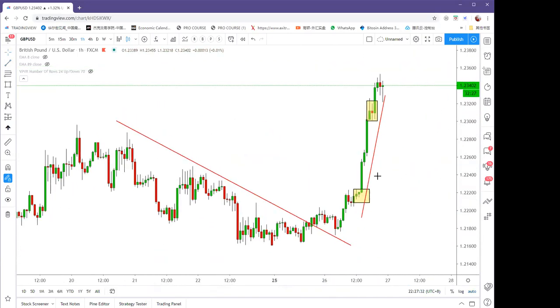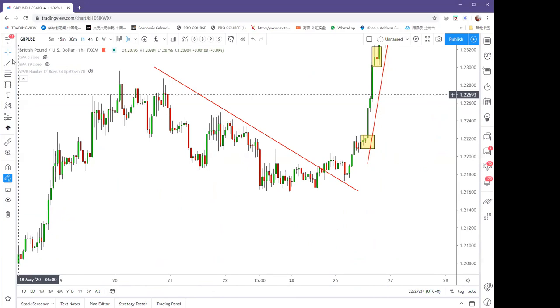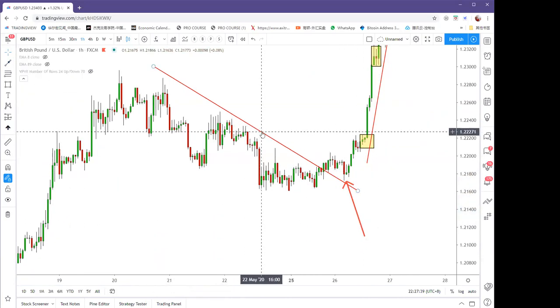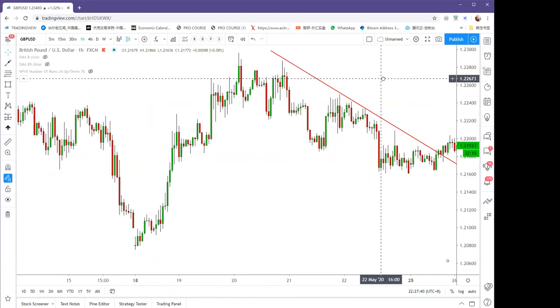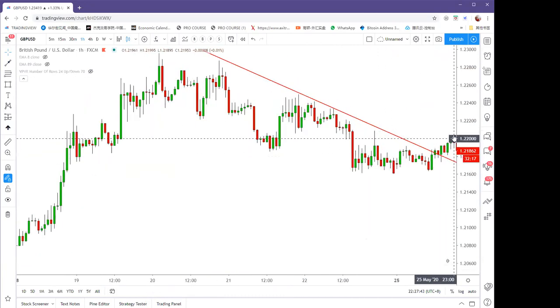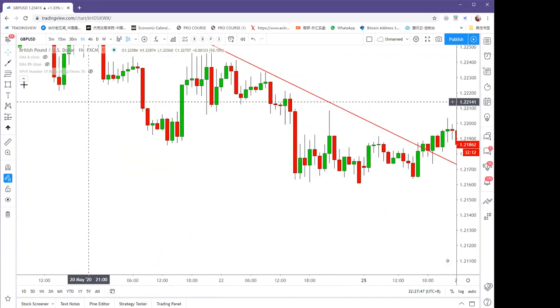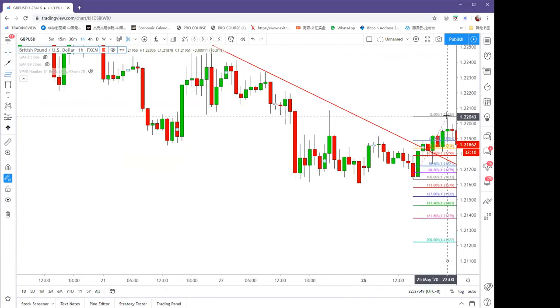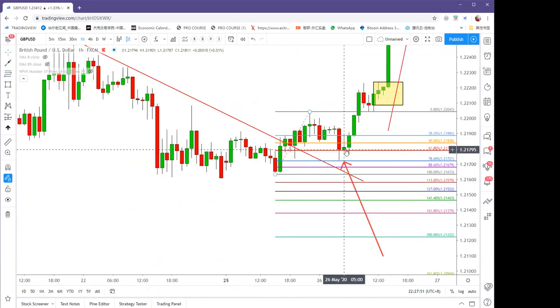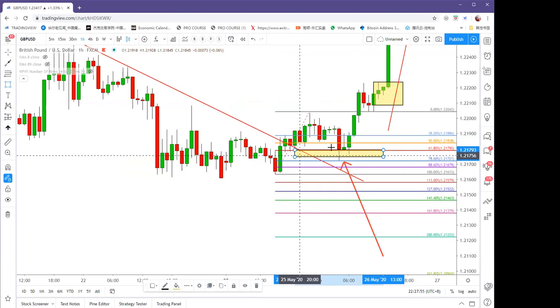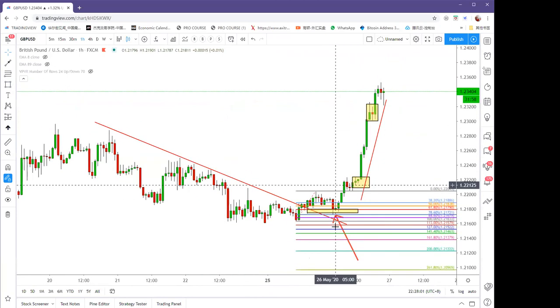So the best entry point should be here. Why? Because when this candle shows, it tells me the trend line is broken. You can always use the break of the trend line, then the pullback to 618. You can use this 618 at 1.2179 as your entry. Put your stop loss below 1.2161, and you are getting this much.